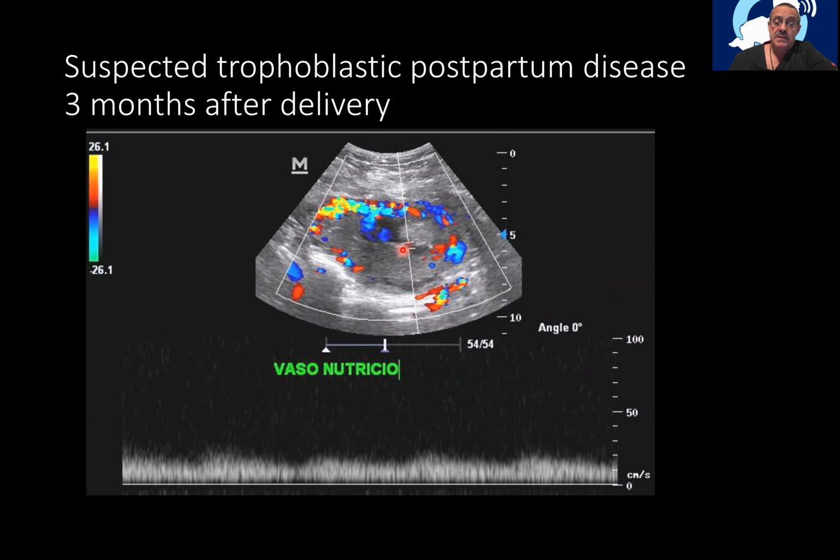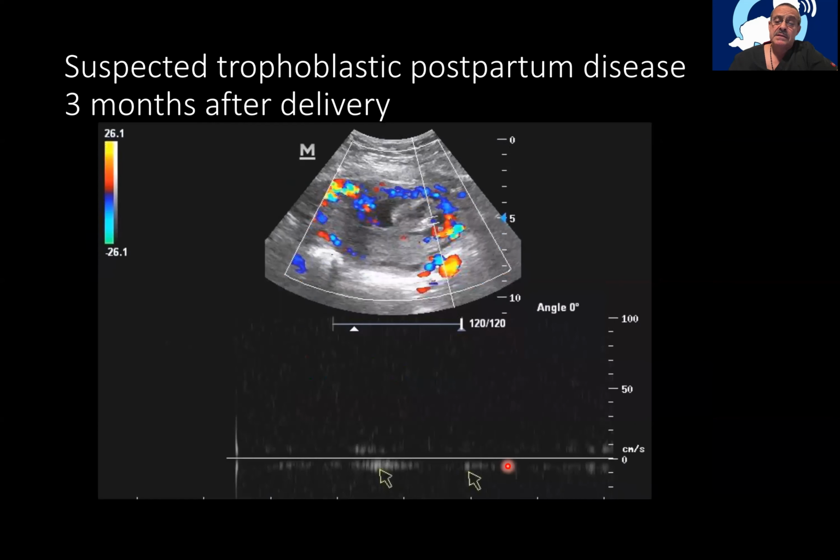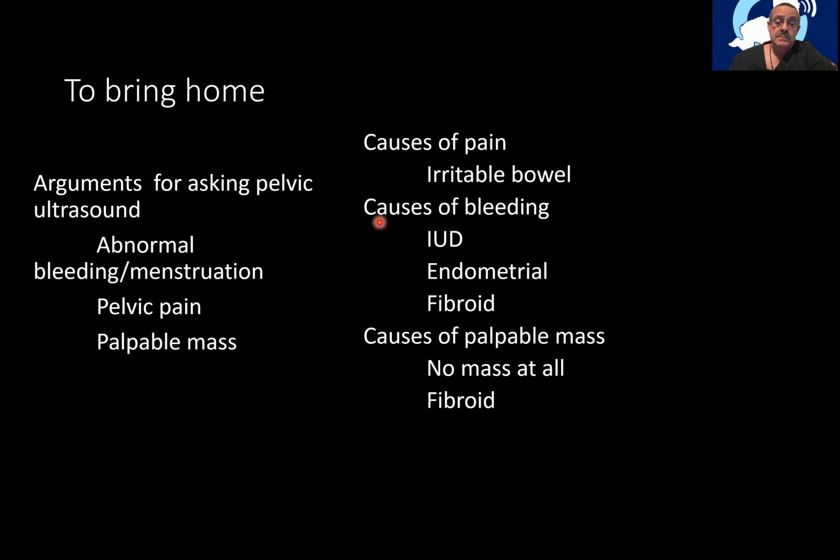This is its main blood vessel. See how low the resistance is? Of course, with a collection, because this bleeds inside the uterus. So, what can we bring home?